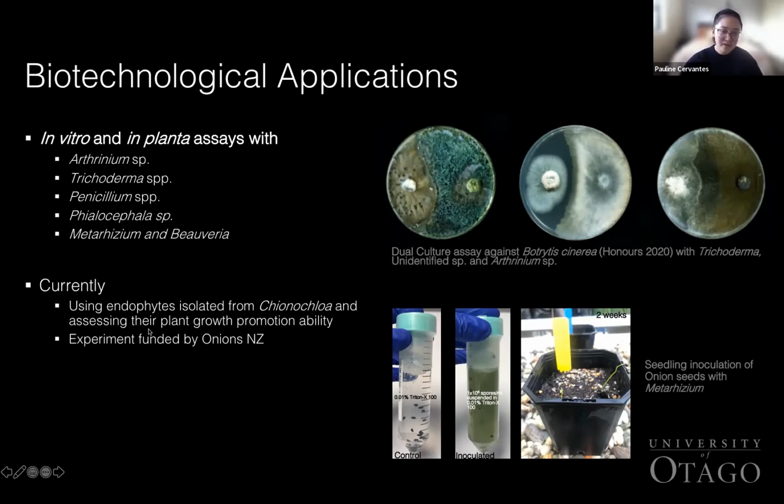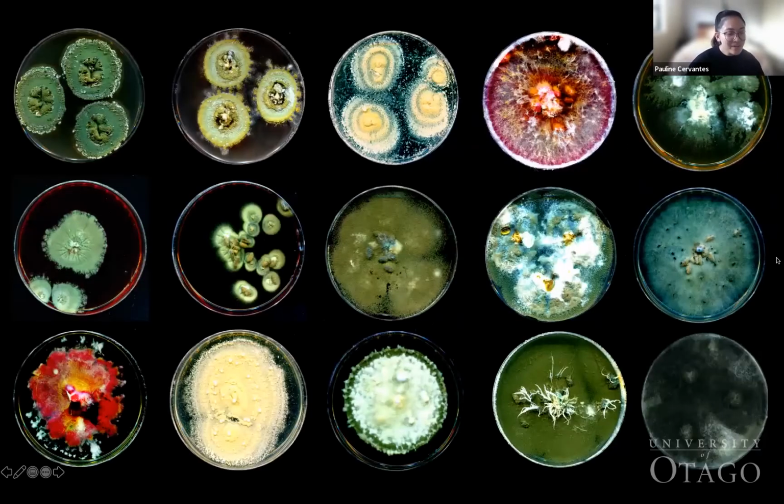And currently I've inoculated onion seeds as well with Metarhizium, which is a project that has been funded by Onions NZ, and I want to assess whether or not the endophytes are taken up by the plant and whether or not it could potentially have some sort of effect on their growth. And if it establishes well into the plant, it could have some implications in protecting the plant against insect pests, but that's still ongoing. So basically, in summary, there appears to be a difference in overall colony forming units in both Chionochloa rigida and Chionochloa rubra.